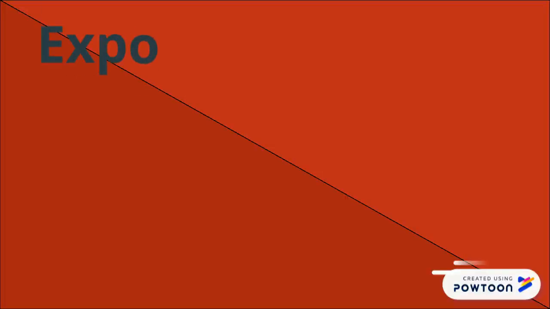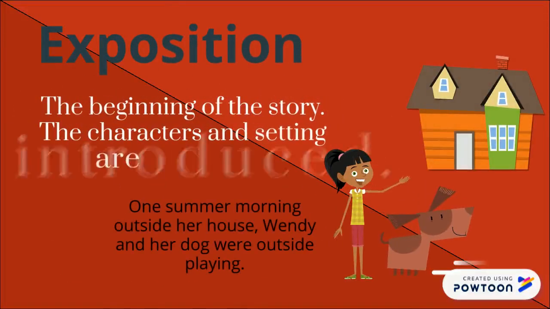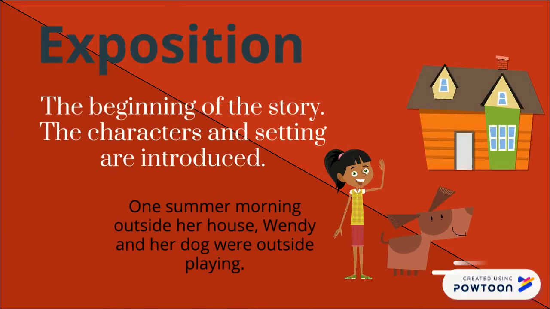The first component of the plot is the exposition. This is the beginning of the story where the characters and setting are introduced. One summer morning outside her house, Wendy and her dog were outside playing.